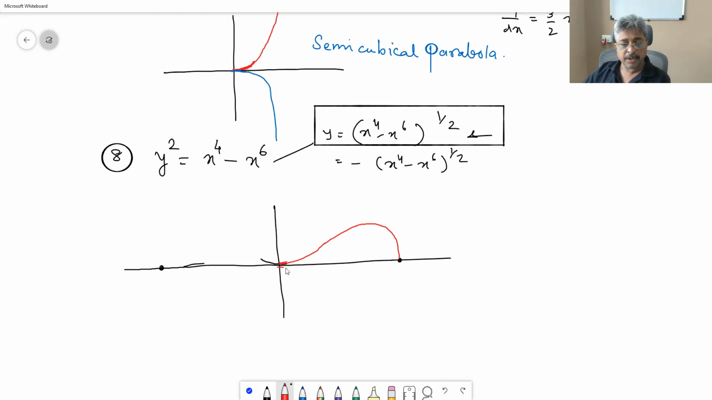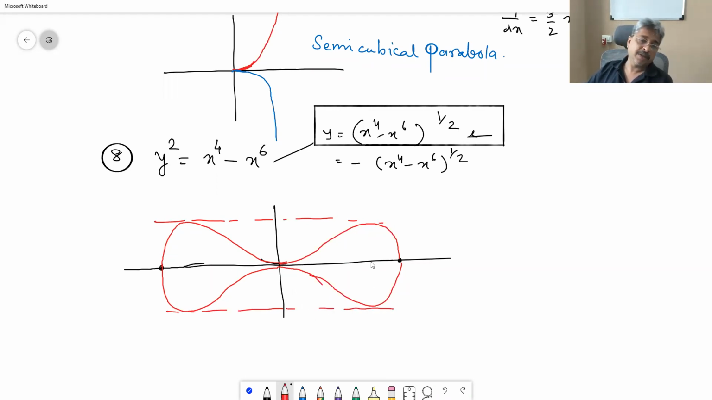Difficult, but I will. Something like this reflected here also. All these values are also fixed. Both are the same. It is a symmetric infinity type of symbol, but you have horizontal tangents at the origin. Local minima for this function, and this is going to be local maxima for this function. There will be some point of inflection somewhere.